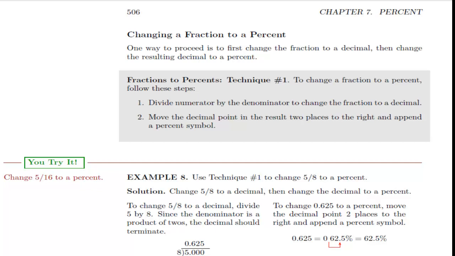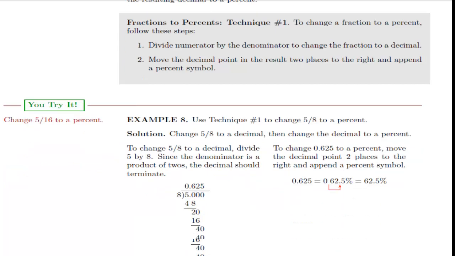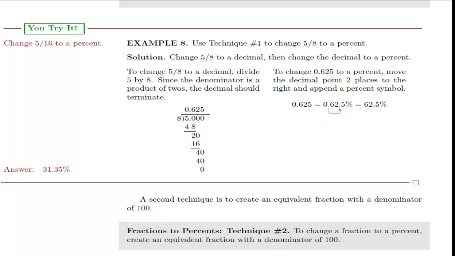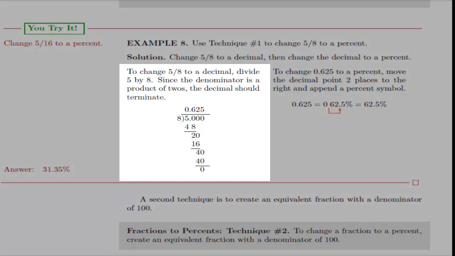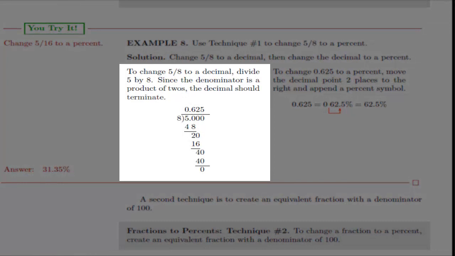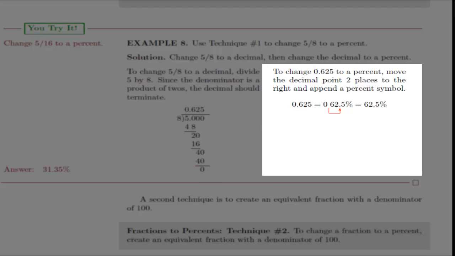To change a fraction to a percent, follow these steps. 1. Divide the numerator by the denominator to change the fraction to a decimal. 2. Move the decimal point in the result 2 places to the right and append a percent symbol. Example 8. Use technique number 1 to change 5 over 8 to a percent. Solution. To change 5 over 8 to a decimal, divide 5 by 8. Since the denominator is a product of 2's, the decimal should terminate. Hence, the decimal is 0.625. To change 0.625 to a percent, move the decimal point 2 places to the right and append a percent symbol to get 62.5%. So 5 over 8 equals 62.5%.